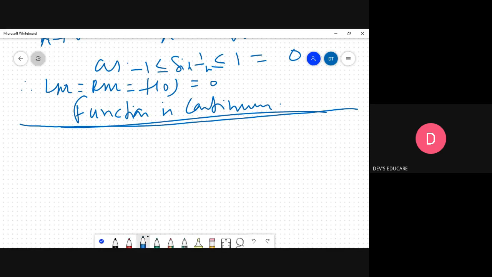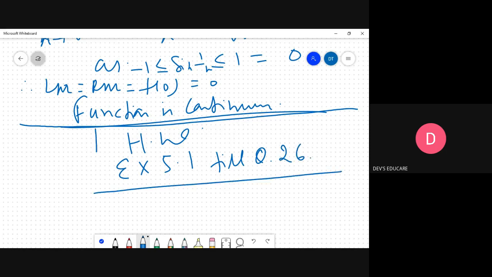Okay, so homework: exercise 5.1 till question number 26. We did till 23, I'm giving till 26. However, do as many as you can. It's up to you.